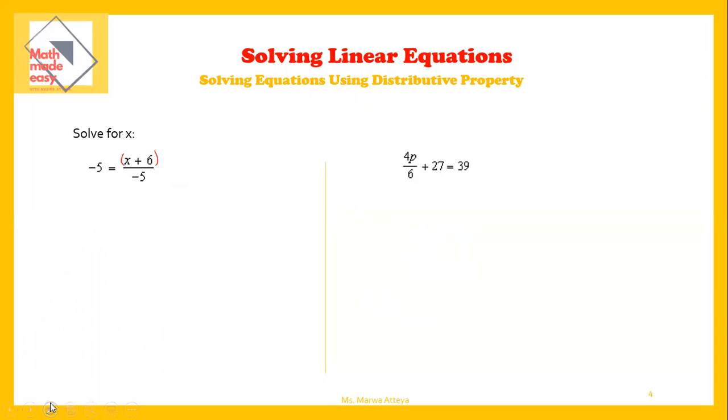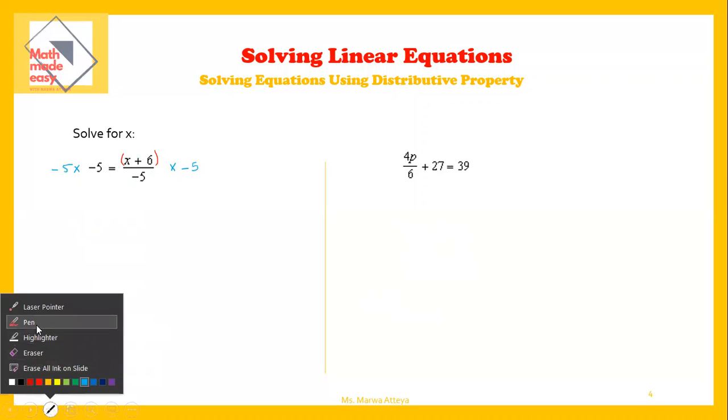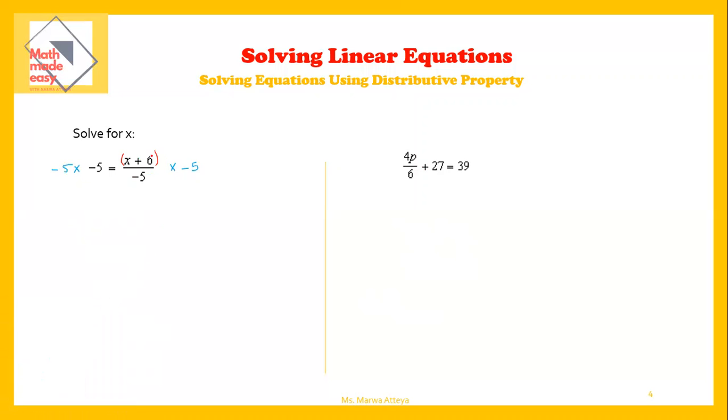So to get rid of this denominator, it would be a great idea if I multiply both sides of the equation, and I mean the whole thing, by the number I have, by negative 5. So I'm going to multiply both sides of the equation by negative 5, or whatever I have in the denominator, as long as all terms are divided by this number. Negative 5 times negative 5 is 25, so we know this part is over.